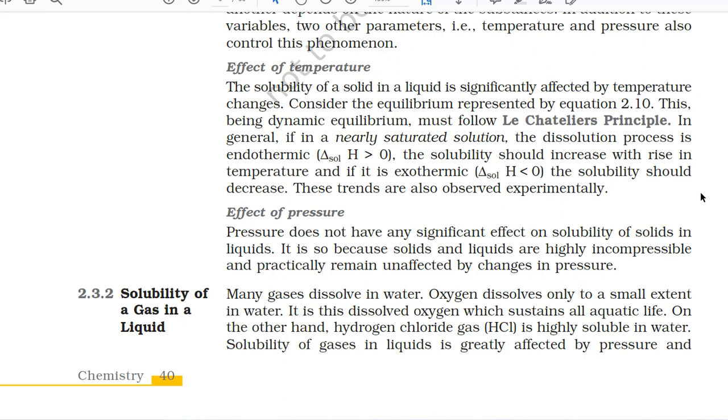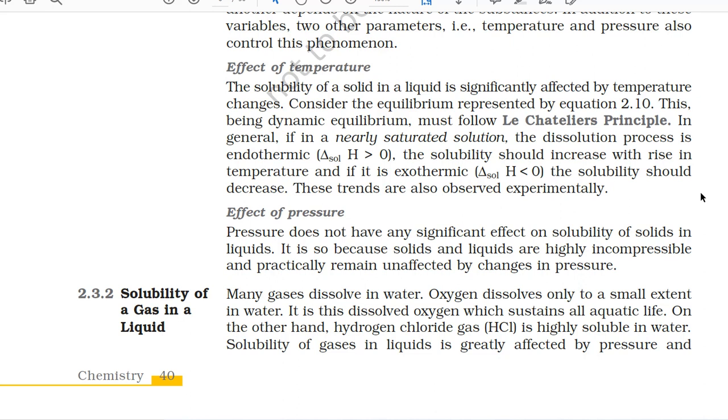Consider the equilibrium represented by equation 2.10. This being a dynamic equilibrium must follow Le Chatelier's principle. In general, if in a nearly saturated solution the dissolution process is endothermic (Δsol H > 0), the solubility should increase with rise in temperature, and if it is exothermic (Δsol H < 0), the solubility should decrease. These trends are also observed experimentally.